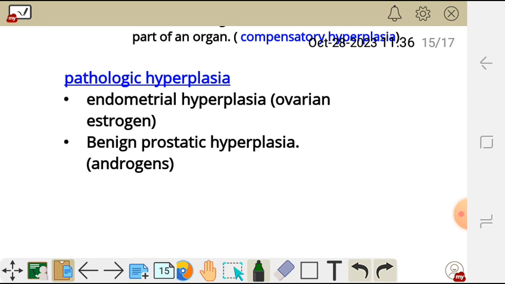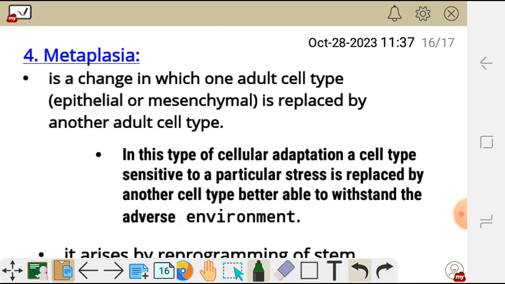Then apart from endometrial hyperplasia, this pathological hyperplasia can also be seen in benign prostatic hyperplasia in males. This is caused by androgens. Overproduction of androgens is going to cause benign prostatic hyperplasia. So these are the examples of pathologic hyperplasia. Then from hyperplasia, we have what we call metaplasia as a type of cellular adaptation.